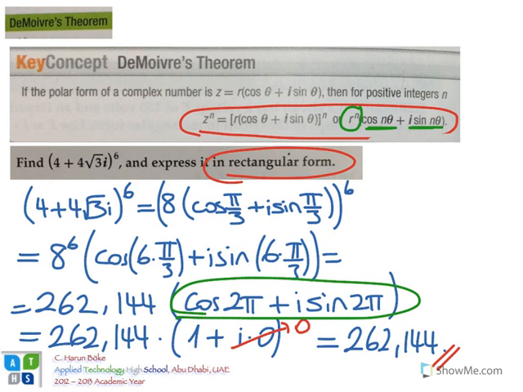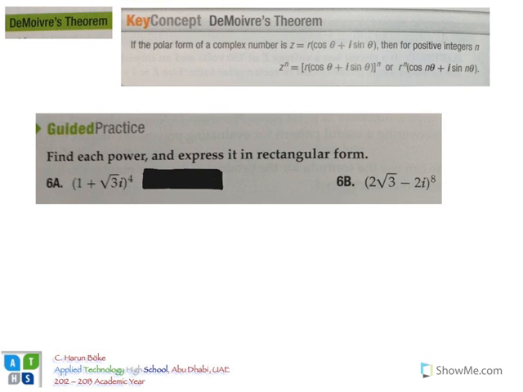Now it's your turn. In these two questions, try to find the powers indicated by using De Moivre's theorem and show your results to me.